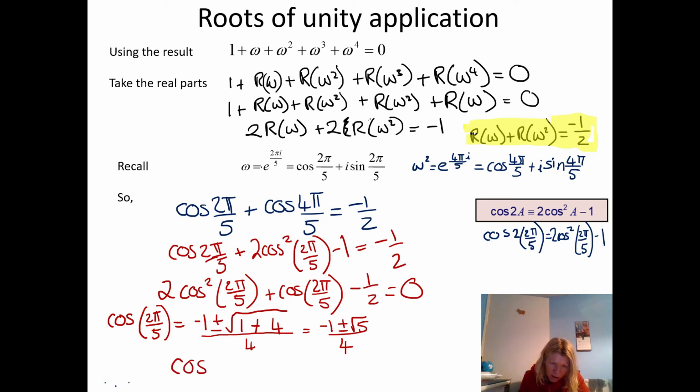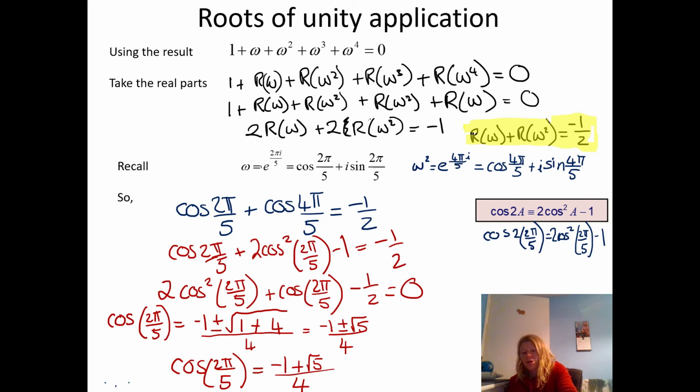So we can say cos 2 pi over 5 equals the minus 1 plus root 5 over 4. Final answer, you'll be pleased to hear. So that is a weird question, but good fun. You may see something like it later on. There is an exam question I've seen that's quite similar, so beware.